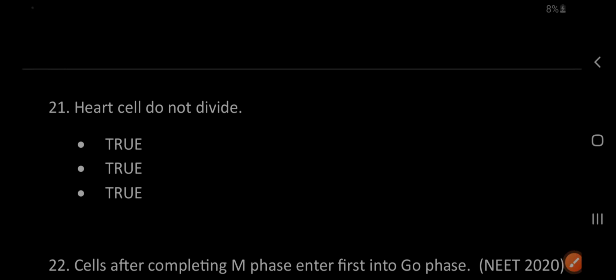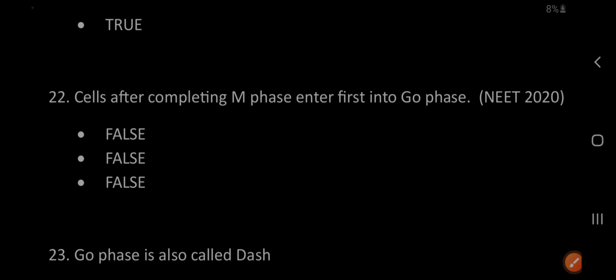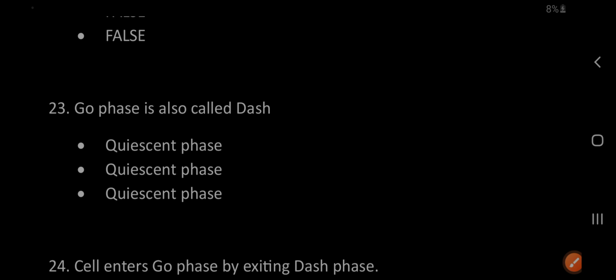Heart cell do not divide. True. Cells after completing M phase enter first into G0 phase. False. G0 phase is also called dash. Quiescent phase.